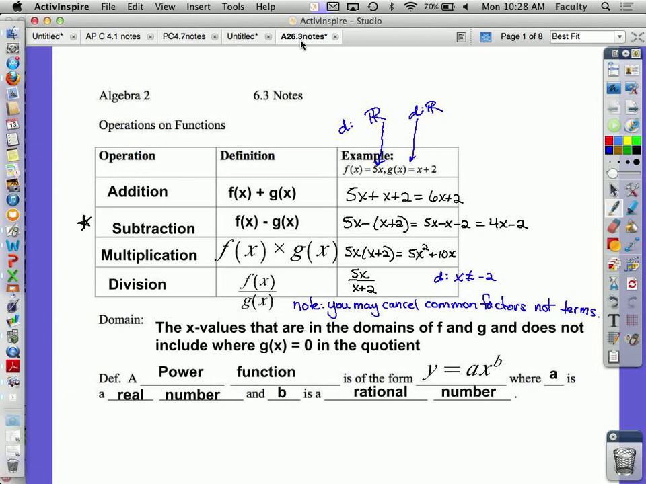It says a power function is of the form y equals ax to the b power, where a is a real number and b is a rational number. All right, now you've talked about rational numbers since elementary school, okay? And then you do it in pre-algebra, algebra 1, and we've even reviewed it earlier this year, but we seem to be struggling. Can somebody in their own words state what is a rational number?